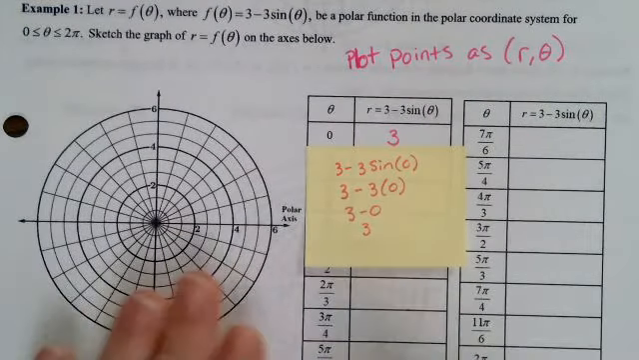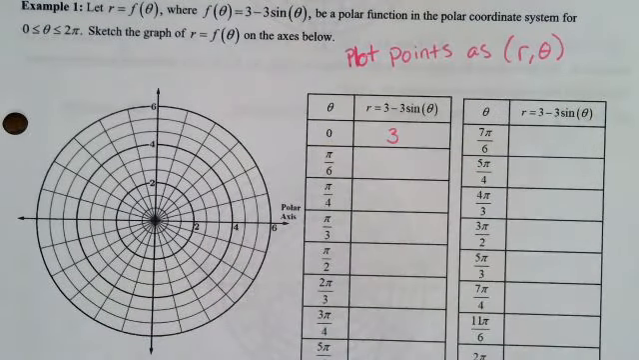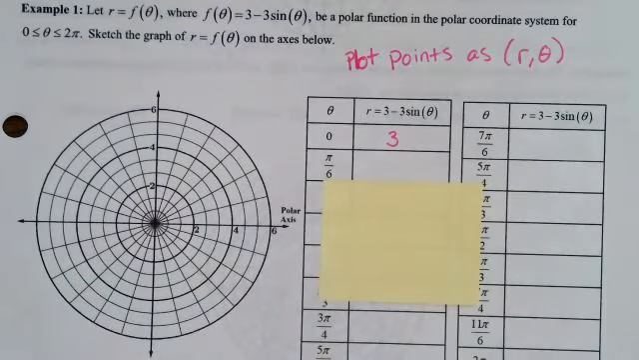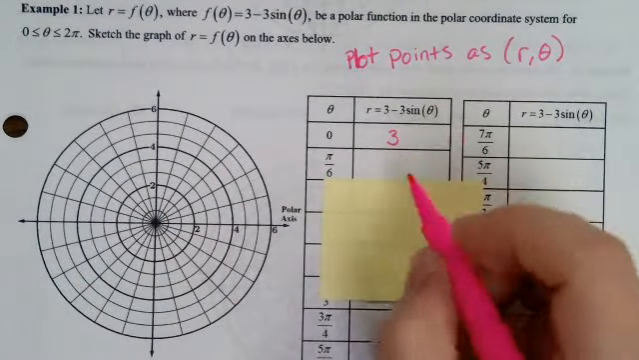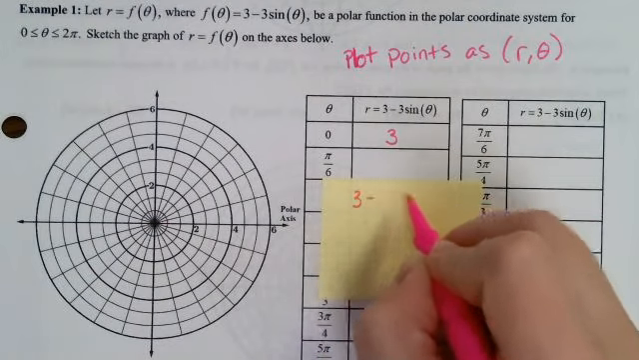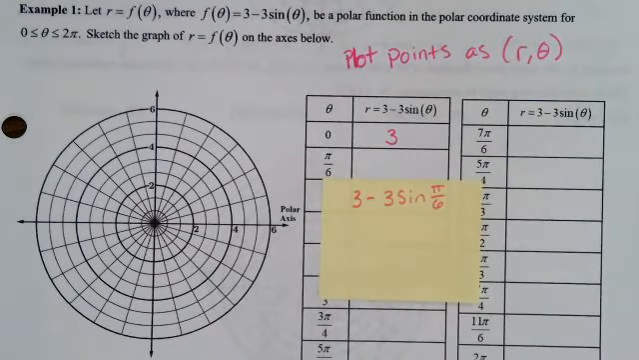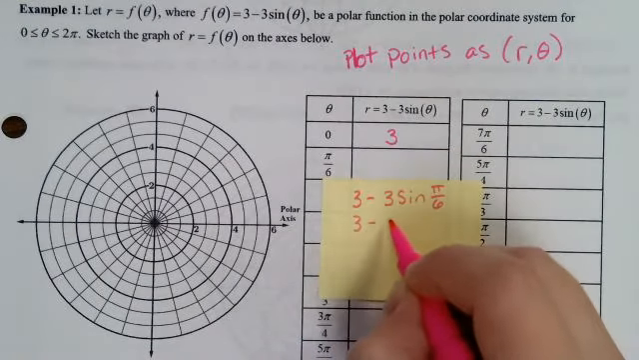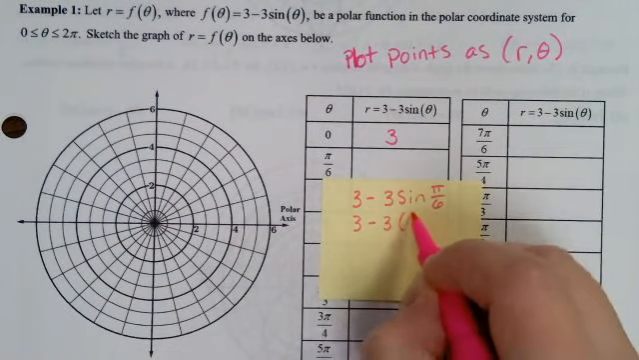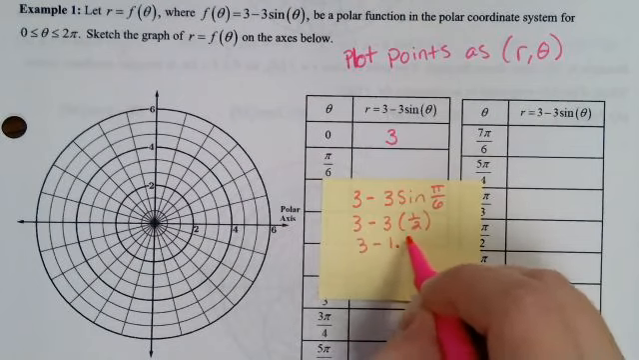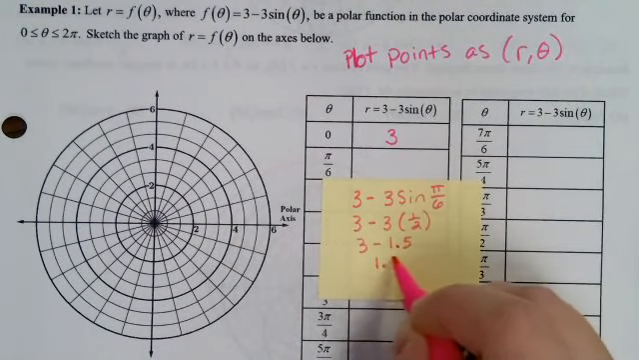Now I'm going to do another one with you really quick. Let's do pi over 6. You may want to have some scratch paper handy so you're not junking up your whole paper. If I plug in pi over 6, we have 3 minus 3 times sine of pi over 6. Sine of pi over 6 is 1/2. Half of 3 is 1.5, and 3 minus 1.5 is 1.5.